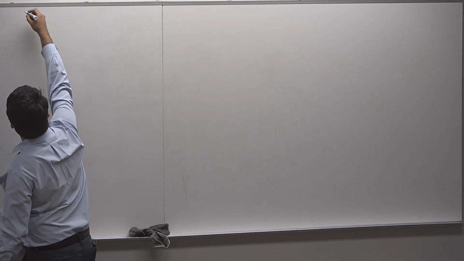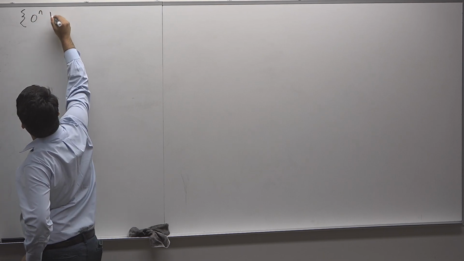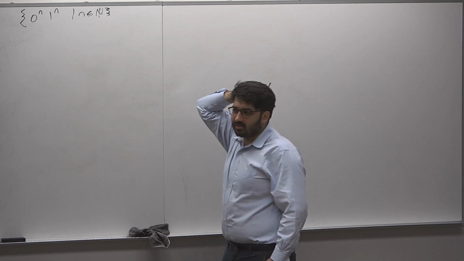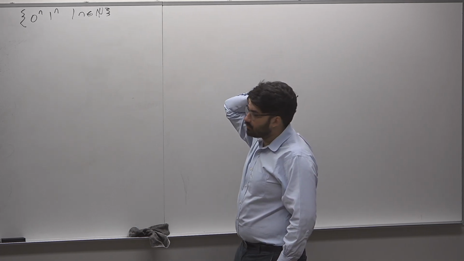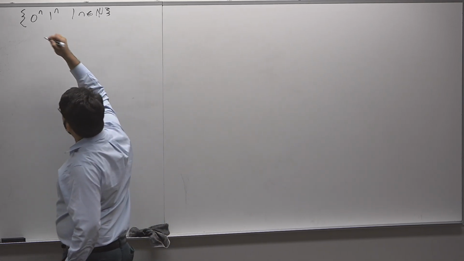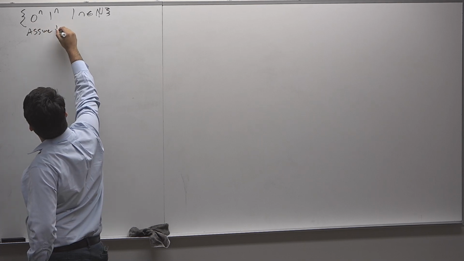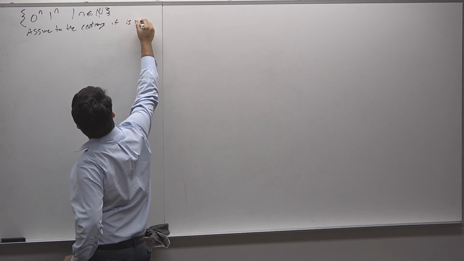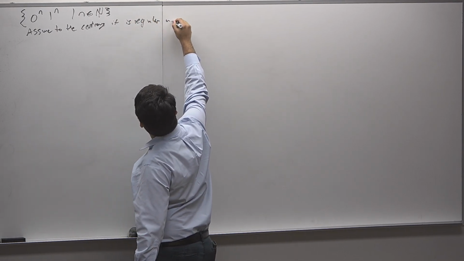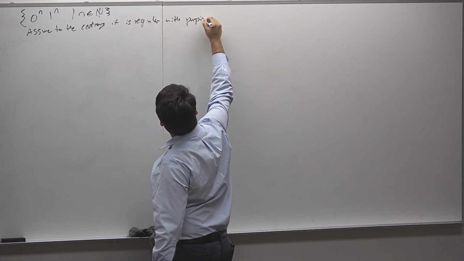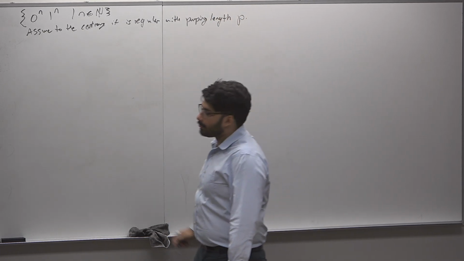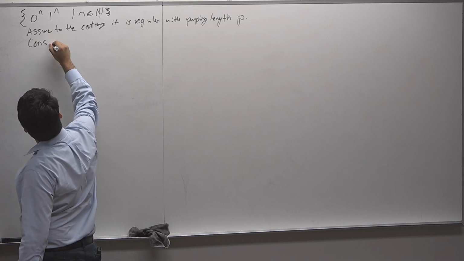Okay. Let's prove the language as we described, 0 to the n, 1 to the n, with n as a natural number. And instead of a and b, let's use 0 and 1. Okay, so we can use a and b as variables, as we'll see. We prove this language is not regular. Assume to the contrary it is regular, with pumping length p.